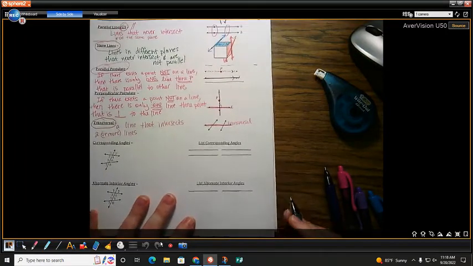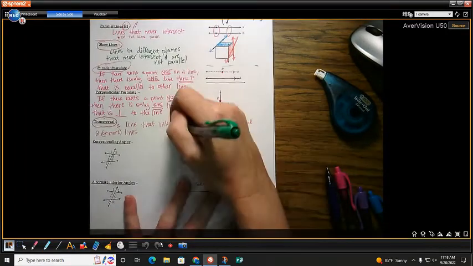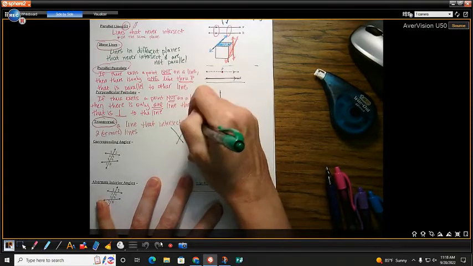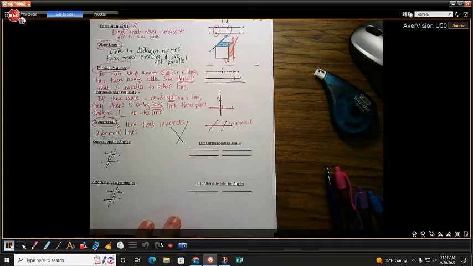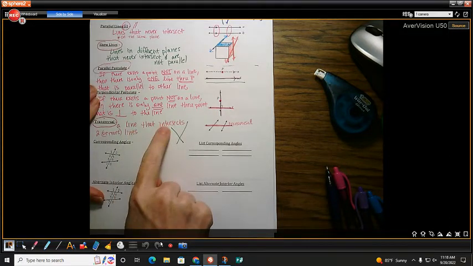So let's do an example. I'm going to draw a couple of lines. There they are. I need someone to come up to the board and draw a transversal for these 2 green lines. Wait a minute, what does a transversal have to do? It has to intersect the 2 lines.